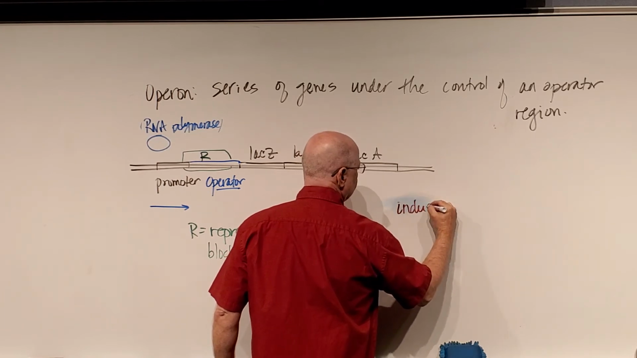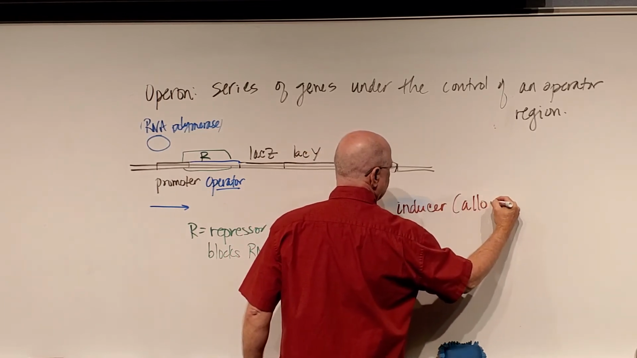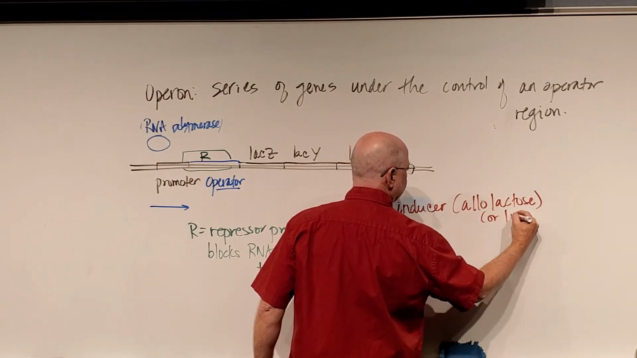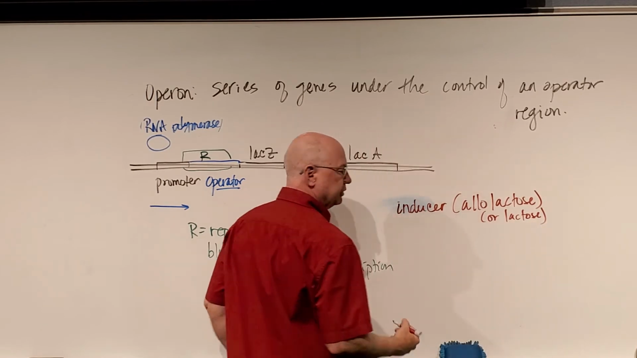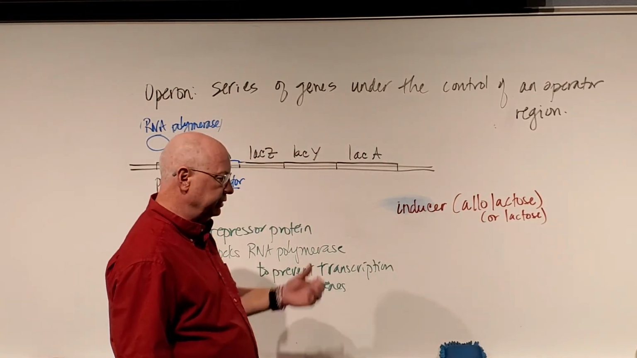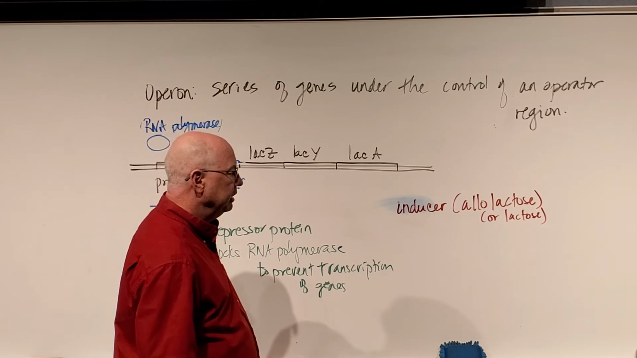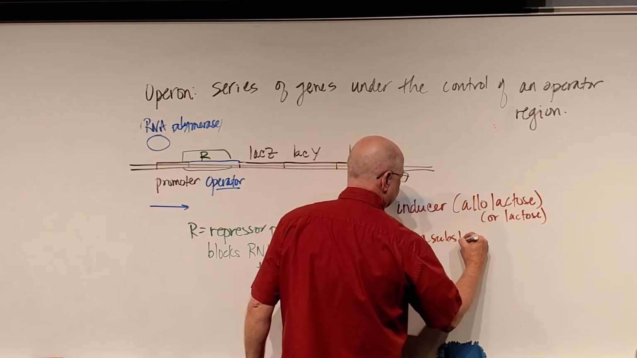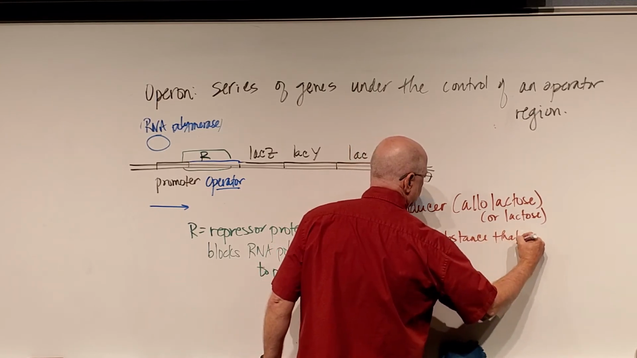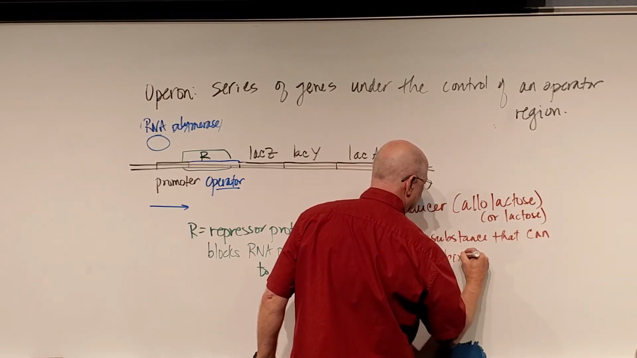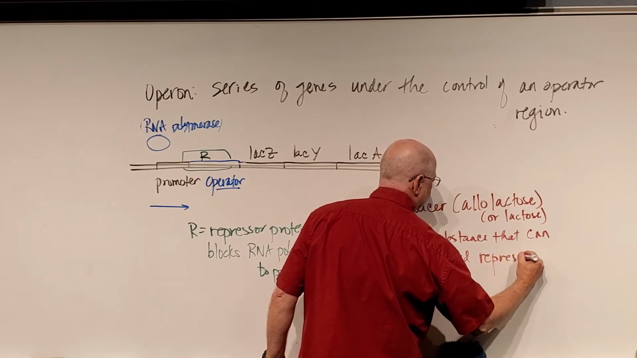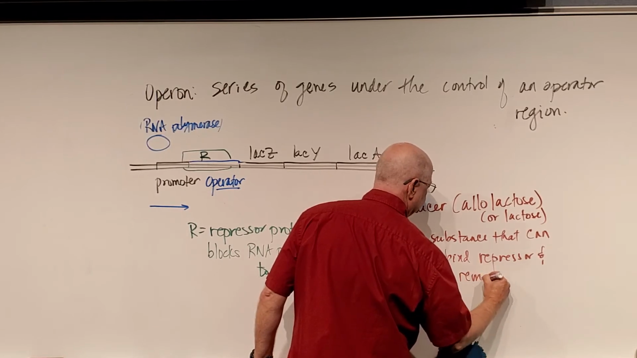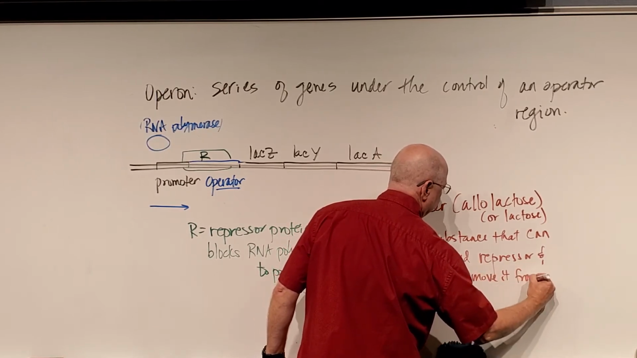An inducer, in this instance, is allolactose, or we'll just say lactose. It's a form of lactose. The details of the biochemistry we're not prepared for, but nonetheless, the inducer is a substance that can bind the repressor and remove it from the operator.